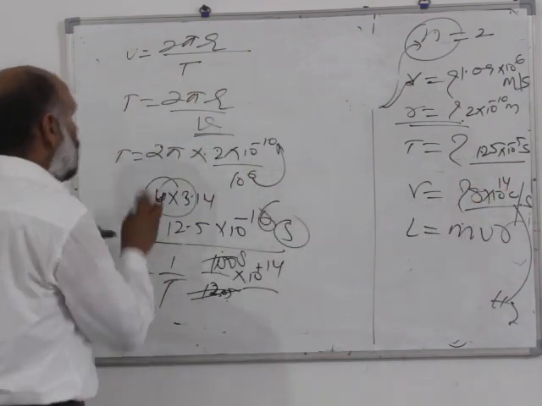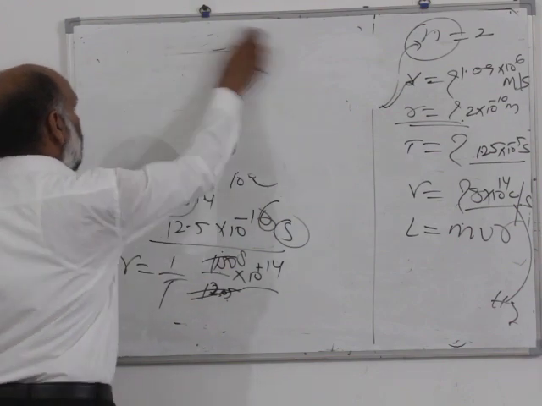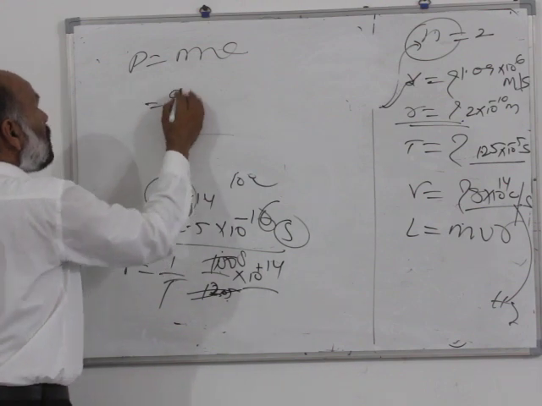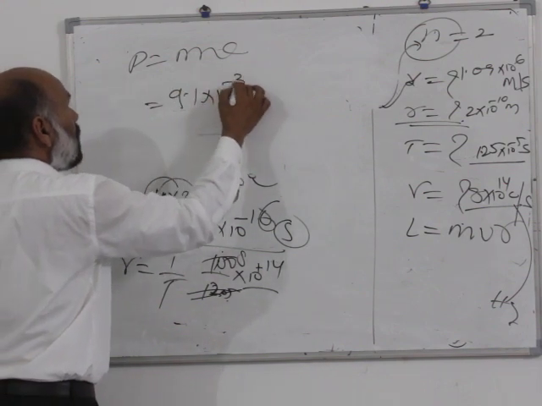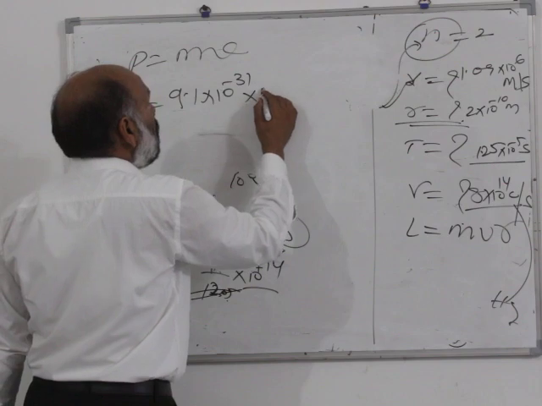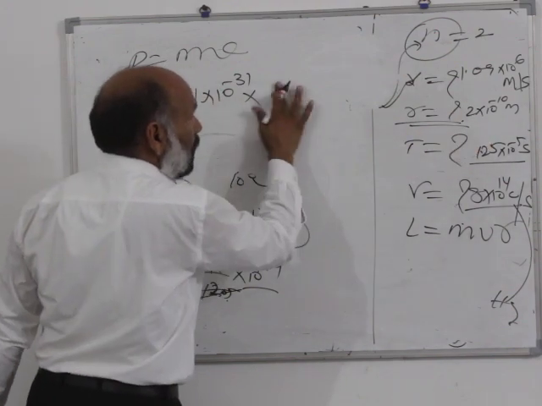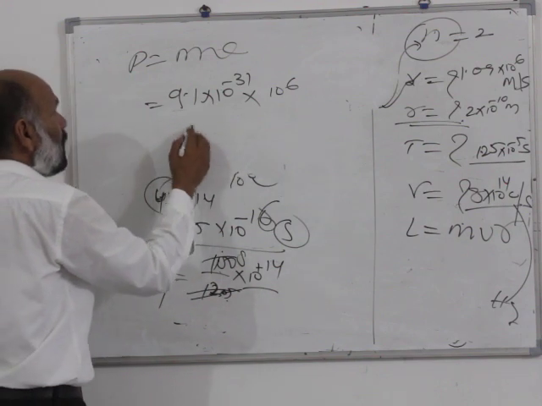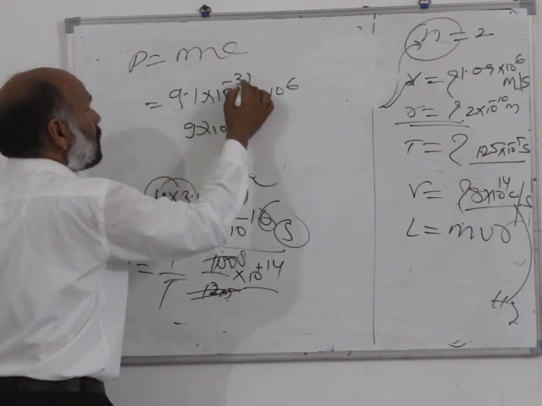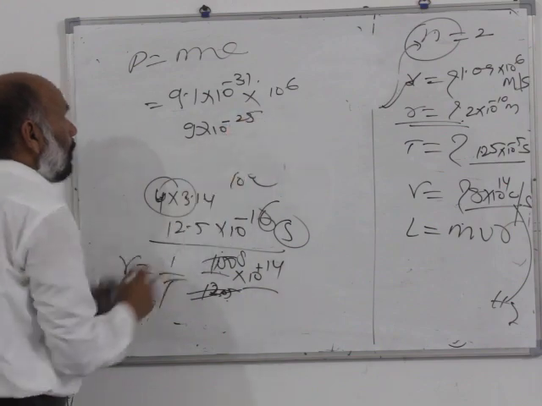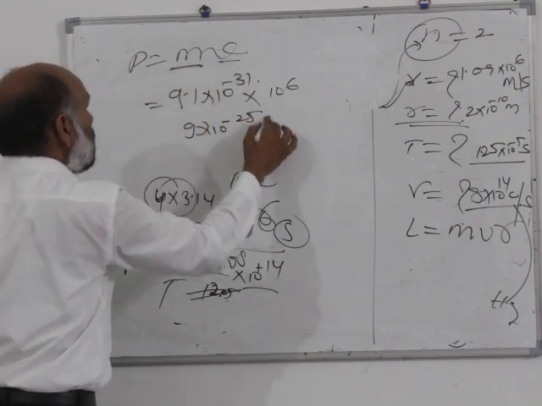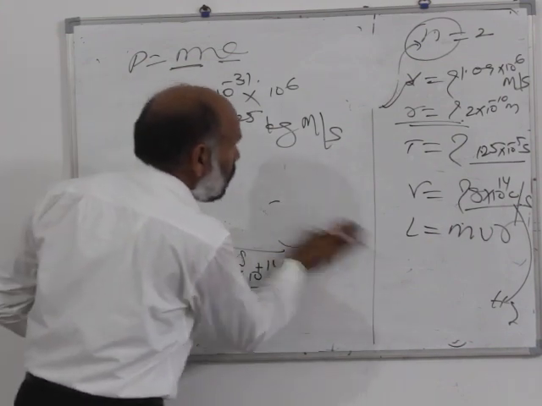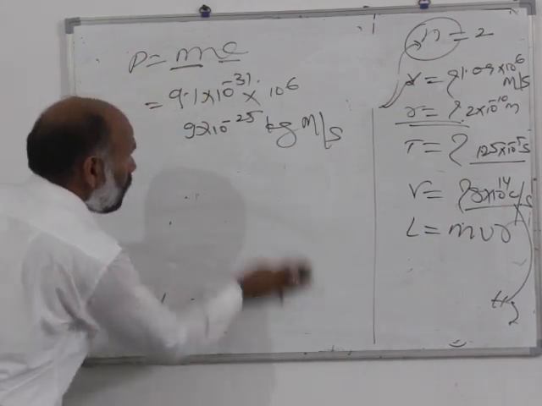Now what is mvr? Angular momentum. You can also calculate linear momentum. So mv, what is the mass of electron? 9.1 into 10 to the power minus 31. What is velocity? We have calculated 1 into 10 to the power 6, and that will be 9 into 10 to the power minus 25. This is kilogram meter per second. Okay, linear momentum, but we have not been asked linear momentum. No problem. Go for angular momentum.